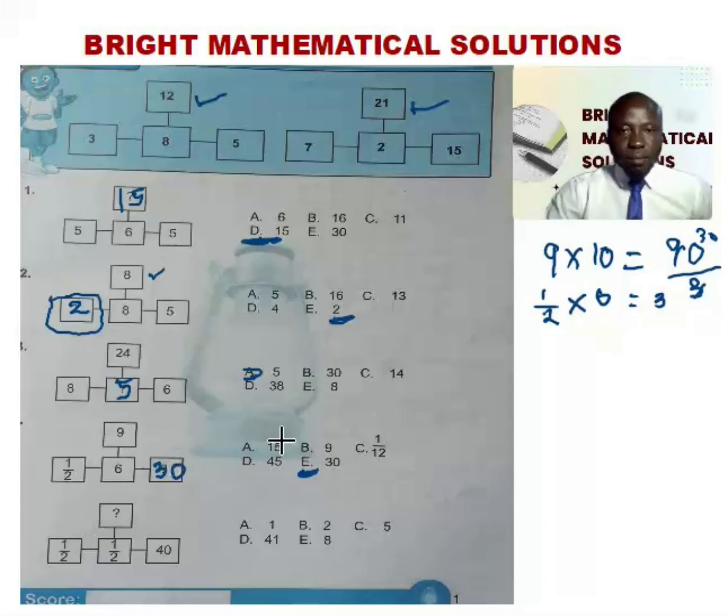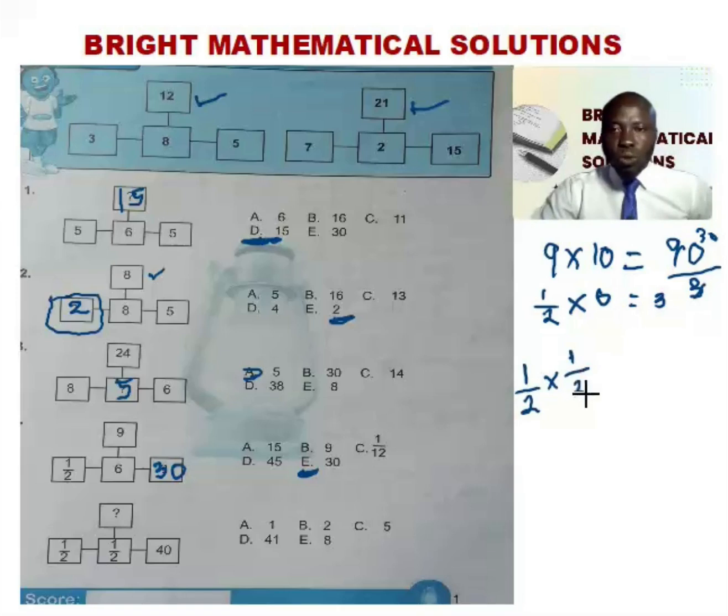So let us look at the last question that we have on the test. So we have 1 over 2, 1 over 2, and 40. Remember, we are multiplying everything that we have here. Whatever we have, we are dividing it by 10 to give us this. So we now have 1 over 2 multiplied by 1 over 2 multiplied by 40. 1 over 2 multiplied by 1 over 2 will give us 1 over 4. That is 1 multiplied by 1, 1. 2 multiplied by 2, that is 4.